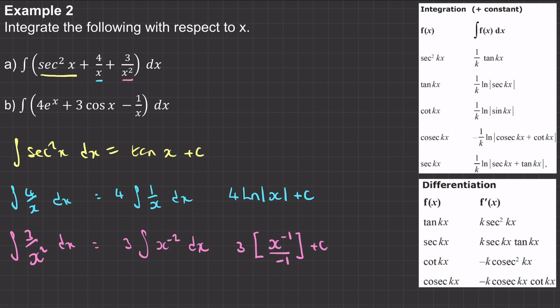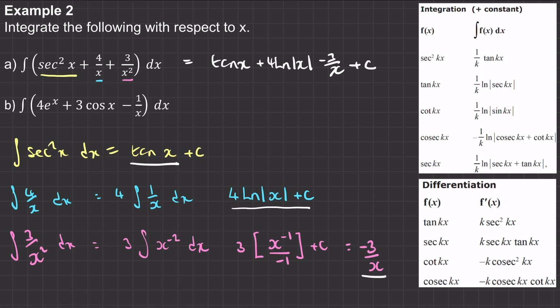And we can simplify this by having that negative 1 with a 3. So this becomes minus 3, and we can convert this back to a fraction over x. So our final integral becomes tan x plus 4 natural log of x minus 3 over x plus our constant c. Okay? So do you want to try and work out the integral for question B? You can pause the video, and when you come back, we'll go through the worked solution.